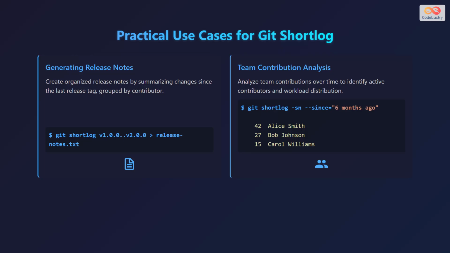Git Shortlog is also useful for team contribution analysis. You can analyze team contributions over time to identify active contributors and workload distribution using the command git shortlog -sn --since="6 months ago". This command sorts the output by commit count and shows contributions made in the last 6 months, helping you understand who is actively contributing.